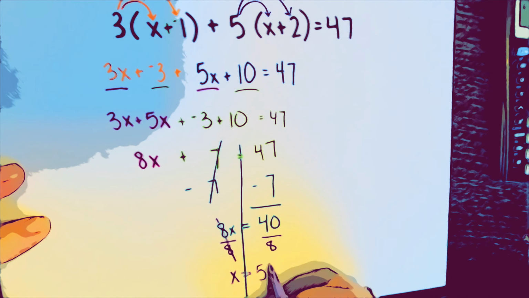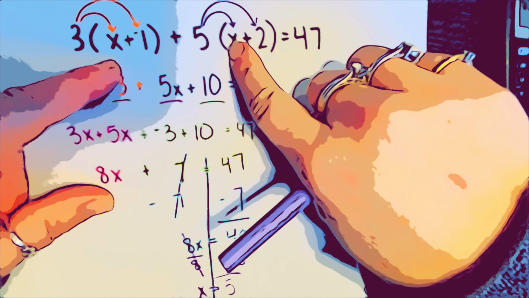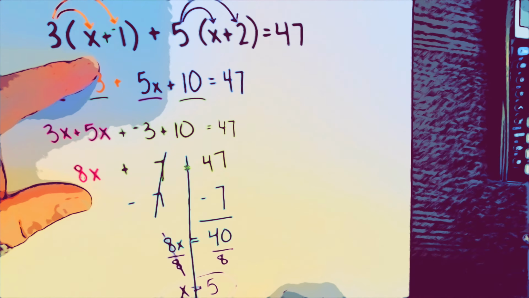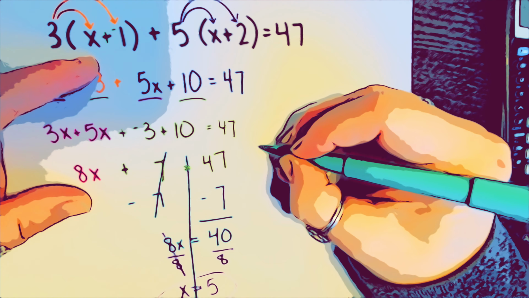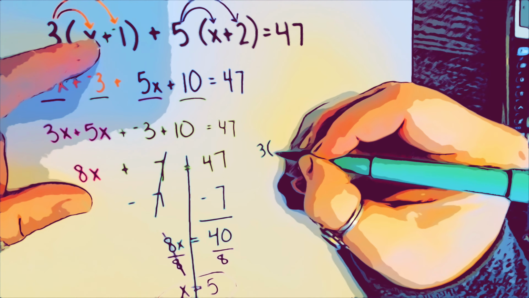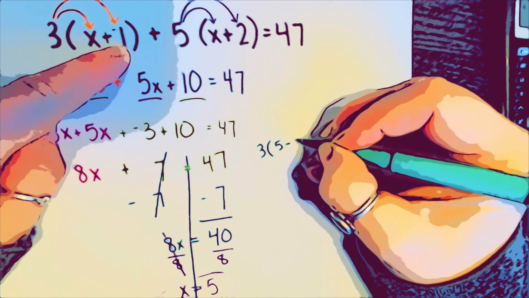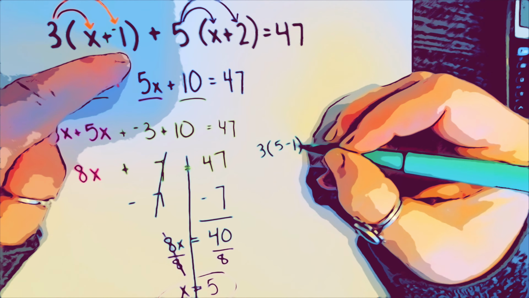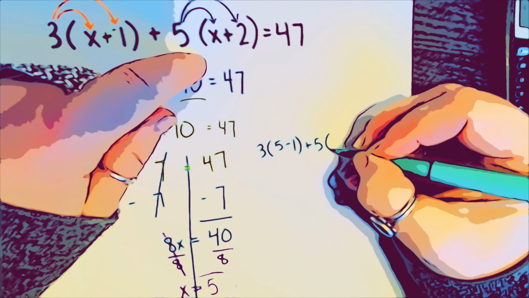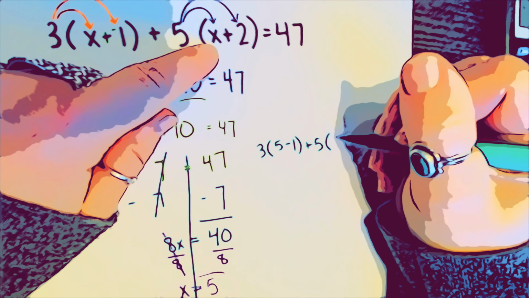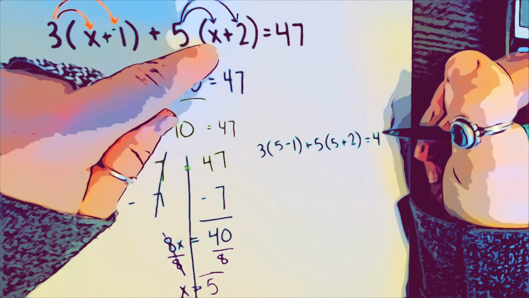You know what I'm going to do next? Come along, my friends. Wherever there's an x in our original equation, we are going to replace it with the number 5. Let's do that here. Let's write nice and small so I have lots of room. 3 times 5 minus 1. I'm going to just stick to my original equation was x minus 1. So we'll say 5 minus 1 plus 5 parentheses. X is 5 plus 2 parentheses equals 47.